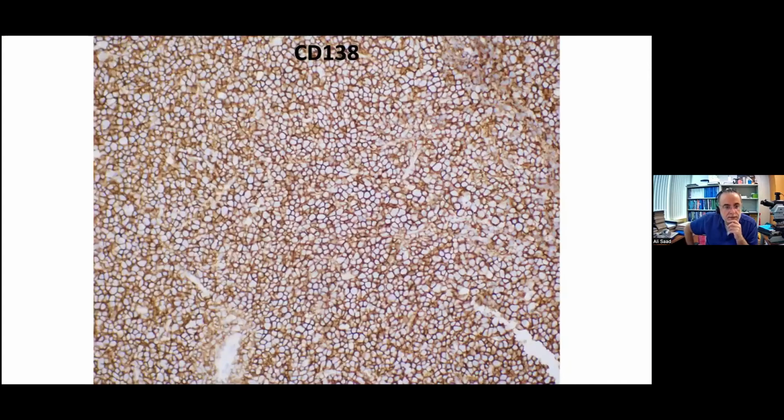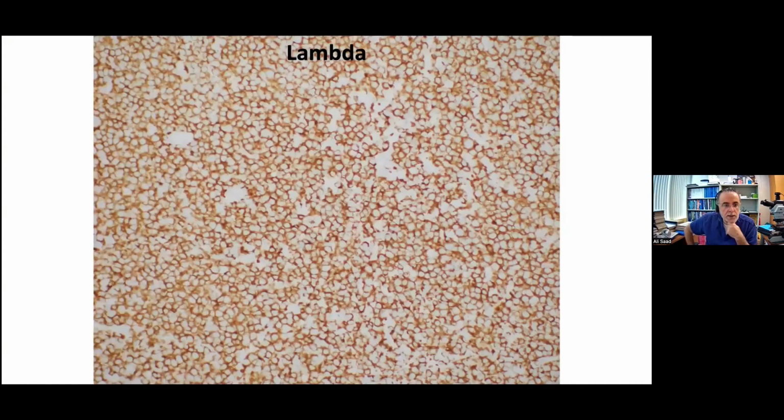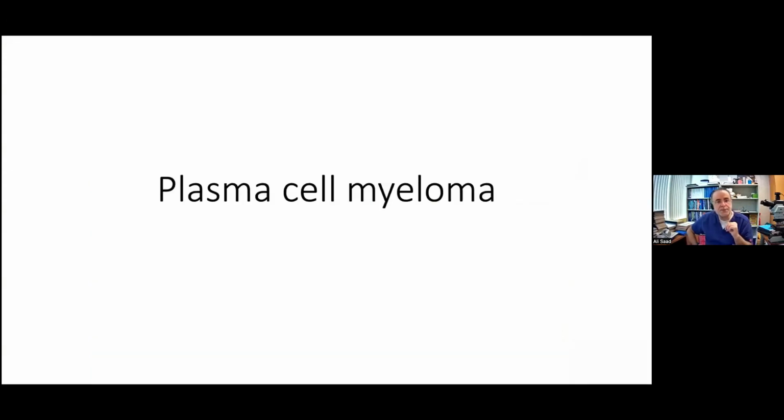Next slide. This is CD138, which is a specific plasma cell marker. As you can see, it is diffusely positive. Next slide. And also by in situ hybridization, the tumor cells are lambda restricted. So this is a monoclonal plasma cell neoplasm. Next slide. So this is a plasma cell myeloma, straightforward case.